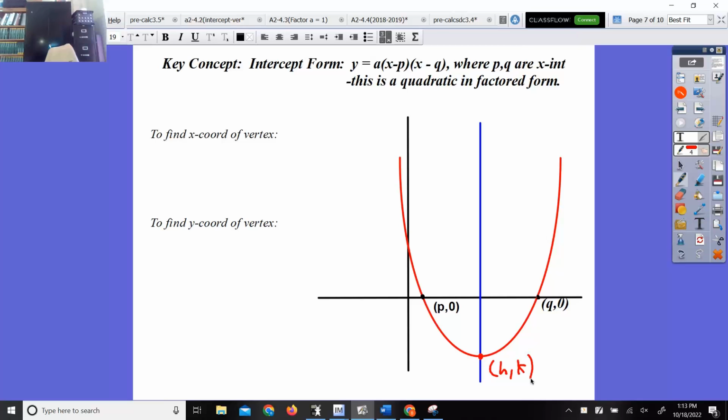Say your grades are an 80 and a 90. What's your average? Add together and divide by 2. Find the middle of two things, you add them, and you divide by what? 2. So the x-coordinate, better known as h, is (p plus q) over 2.